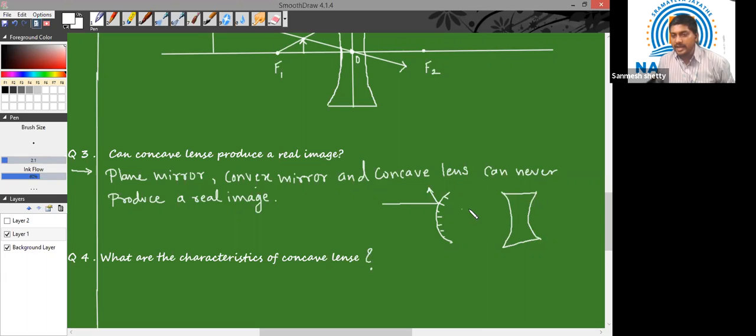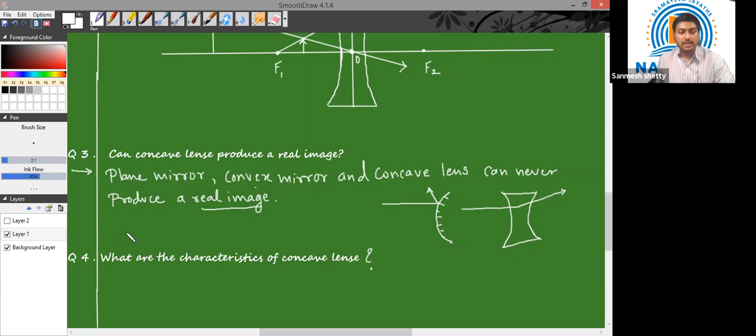For example, if any light is incident, it will get diverged. It will not converge at a particular point. So neither plane mirror, convex mirror, nor concave lens can form a real image. Whereas convex lens and concave mirror can converge the light at a particular point. So they can form a real image.